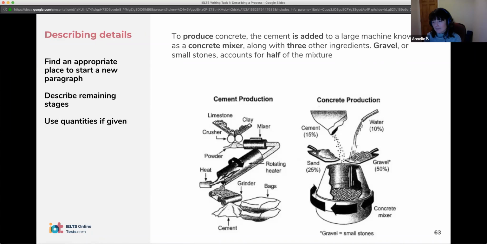Okay, all right. Then we are going to add a bit more information. Okay, we're actually connecting 2 parts together here. So we have the gravel, half the mixture, and then we have the remaining ingredients.